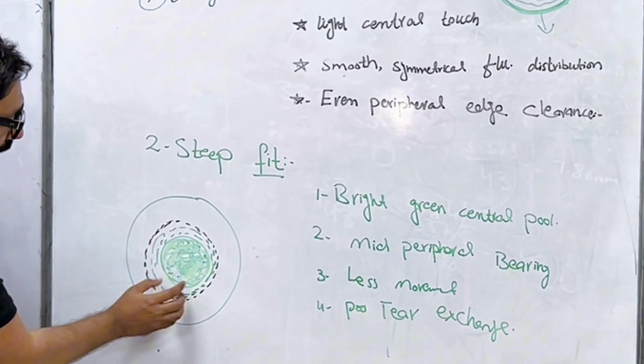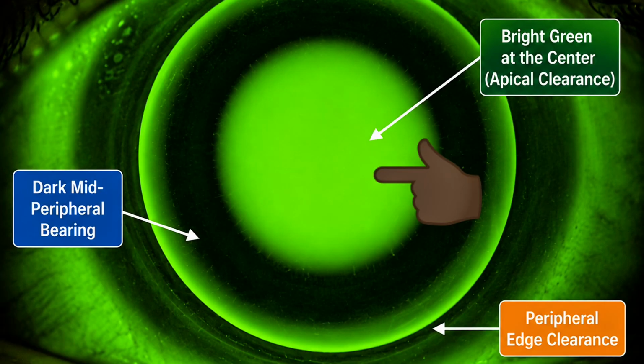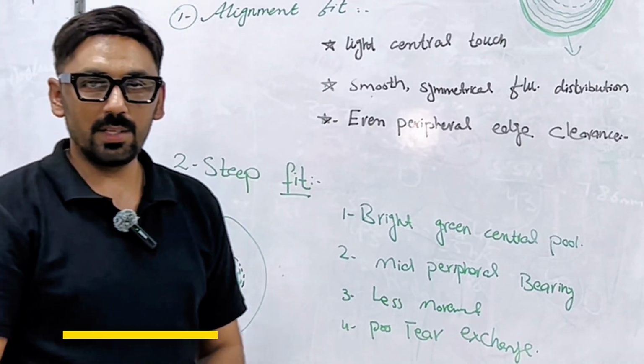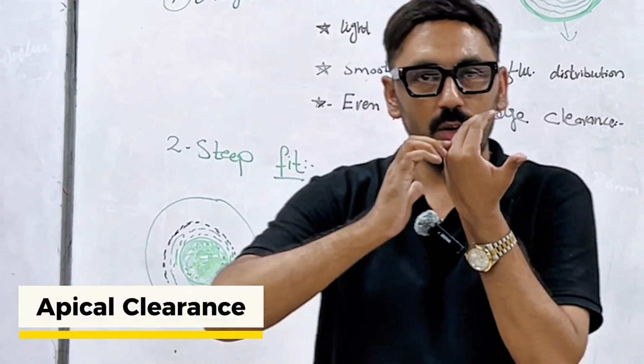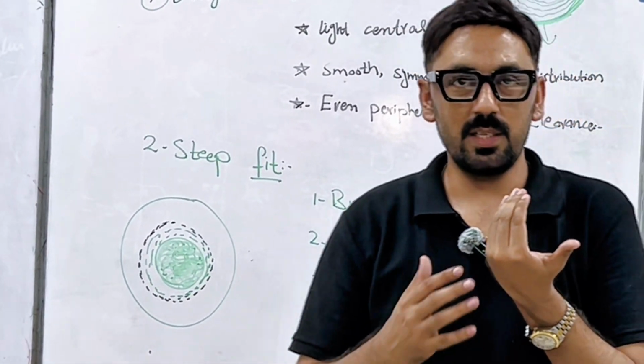So at the central point, there will be a pooling, the green pooling of the fluorescence at the center, right? This phenomenon is called apical clearance. What is apical? Apex means center of the cornea. And apical clearance means more fluorescence at the center, right?